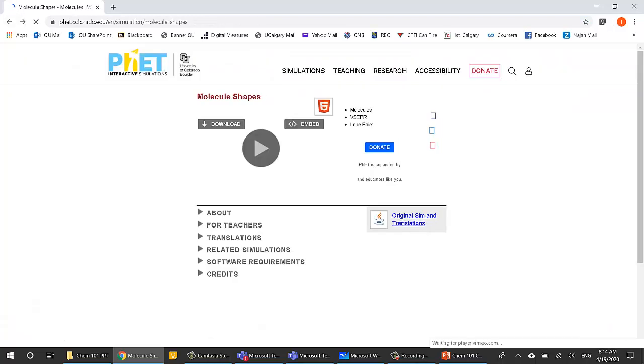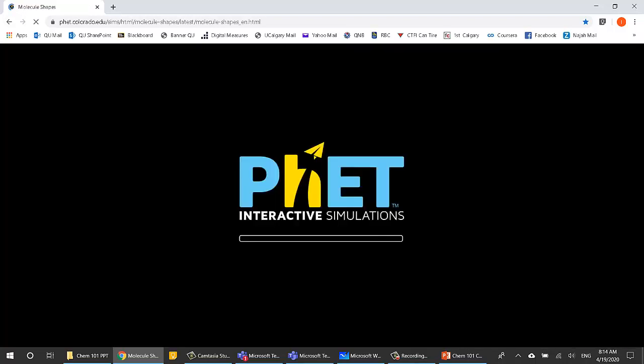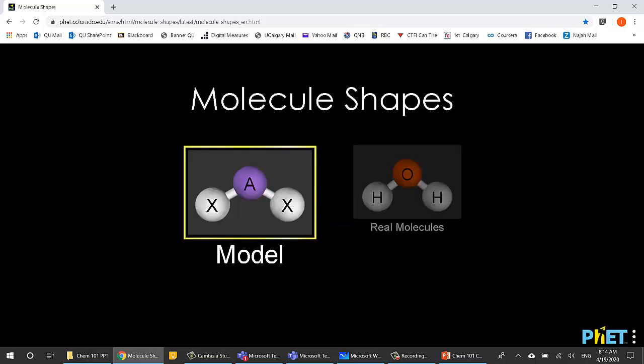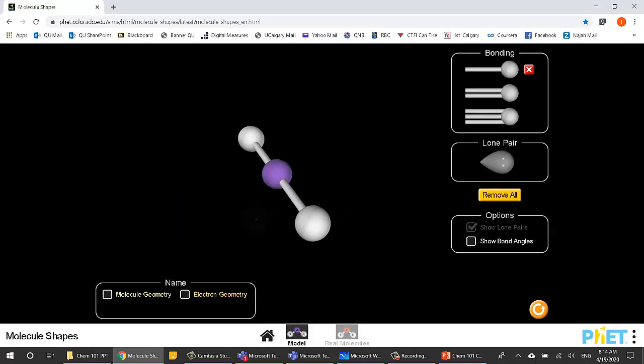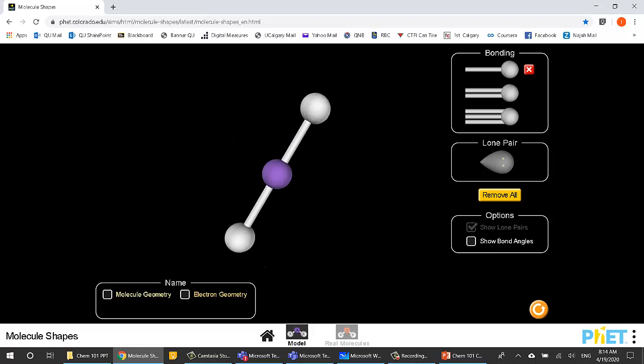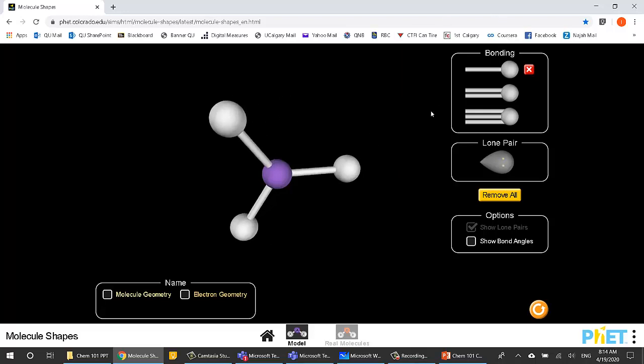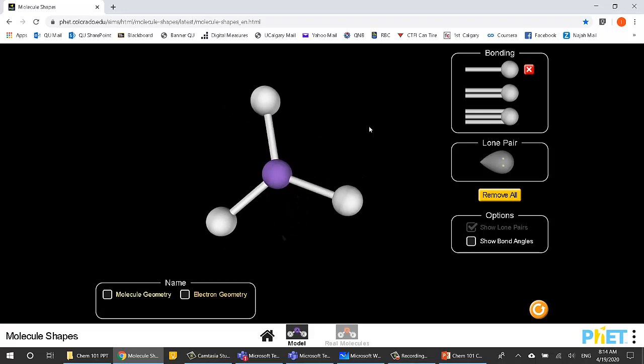I think models instead of real molecules. Okay, so you can play with the model now. You put two bonds here. I want to make another bond, so I'm going to use my mouse and add another. So okay, this is the one. This is trigonal planar.